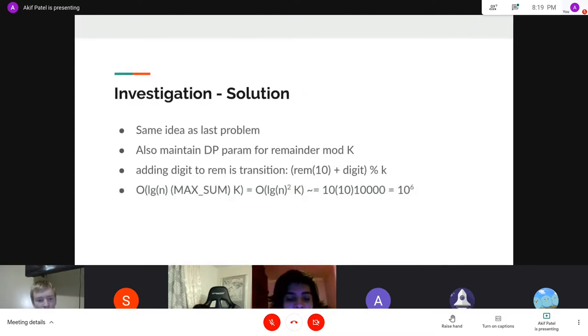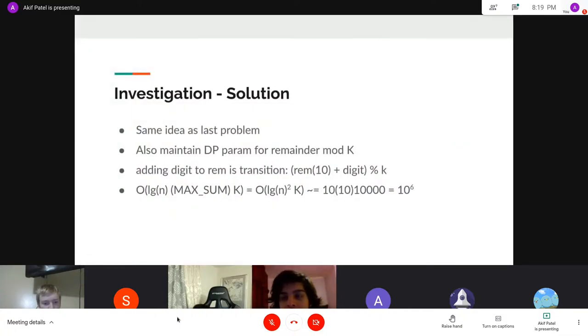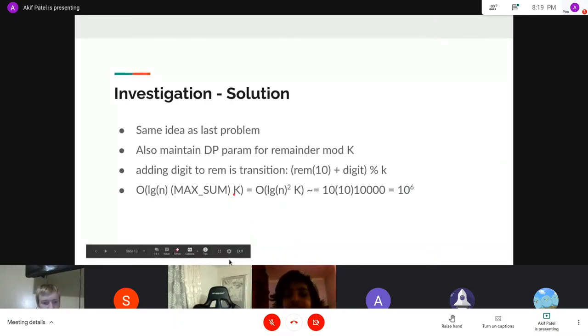So in terms of complexity, what do we have? We have log n, which is the number of positions, times the maximum possible sum, which is also log n, by the way, as we discovered before, because the maximum possible digit sum is just 9 times the number of digits. And then times k, because the remainder mod k only goes as big as k. So it becomes log squared n times k, which is only around a million. So that's small enough.